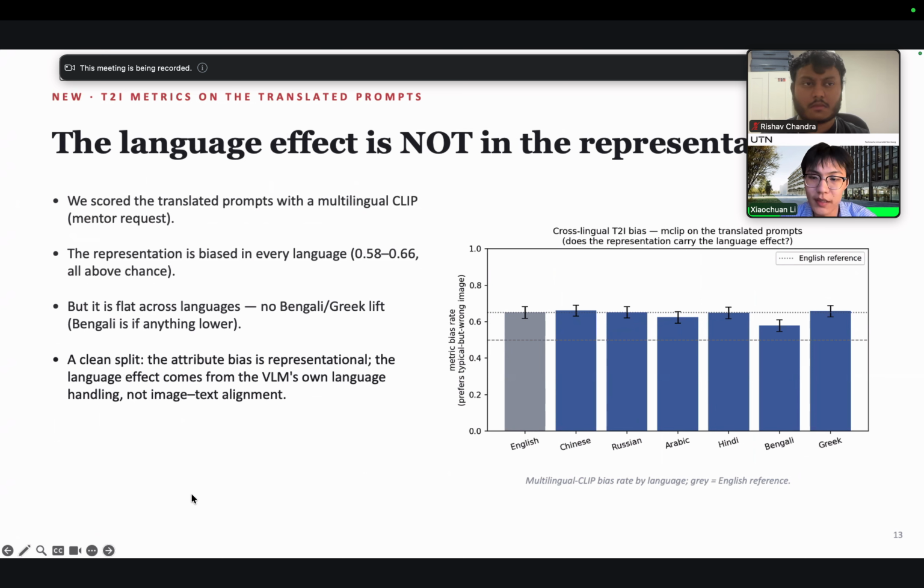So put these two slides together: the attribute bias lives in the representation, and the language effect seems to come from how the VLM itself handles those less familiar, low resource languages, but it's not from the image-text alignment.